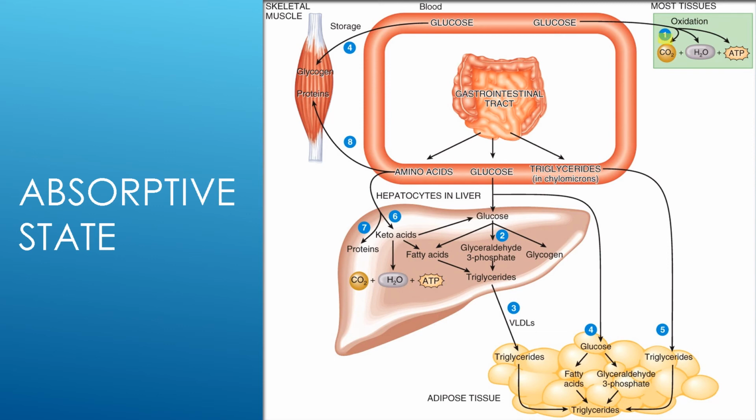So first we have our number 1 in the top right corner here. About 50% of the glucose that's absorbed from a typical meal is going to be oxidized by most tissue cells. These are going to be cells throughout the body. And this oxidation of glucose is going to produce a lot of ATP by glycolysis, the Krebs cycle, and the electron transport chain. Remember that there'll be a little bit of water and CO2 made with that oxidation as well.